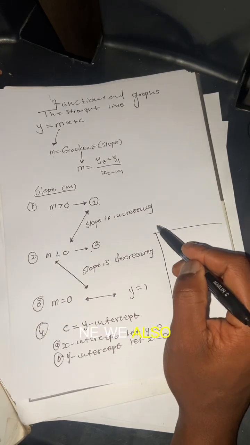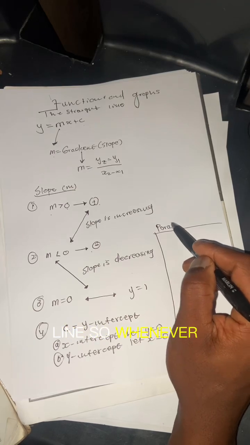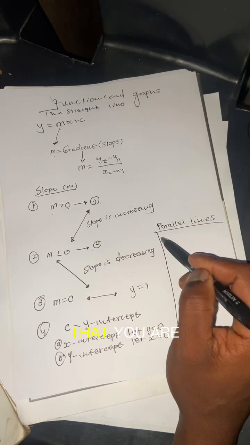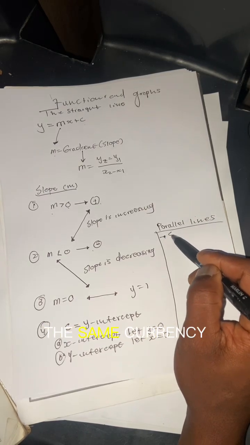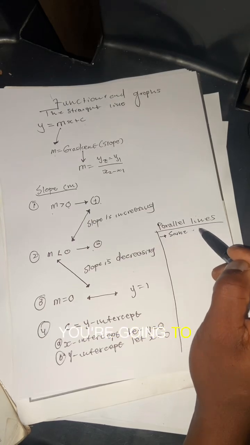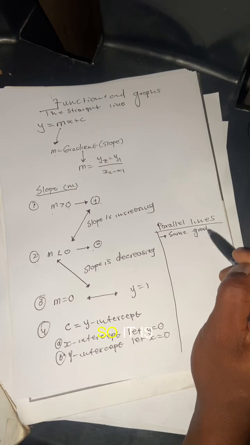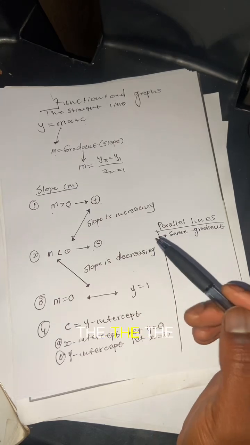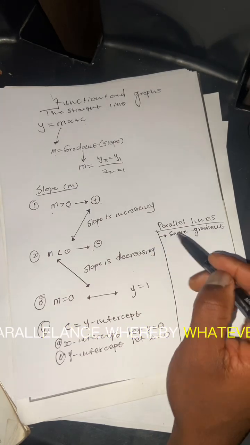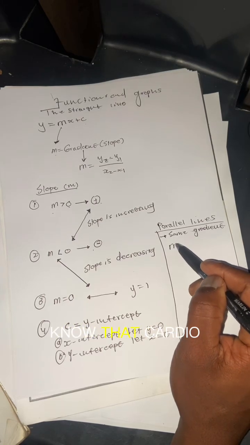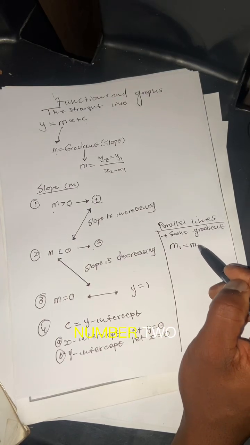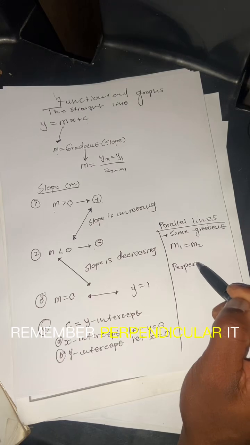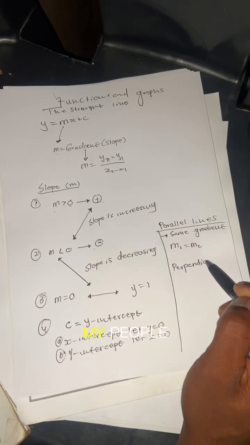I'm going to explain everything so that you can understand, guys. We also have parallel lines. Whenever you see parallel lines, you must know that you are going to have the same gradient. So whenever the question says the lines are parallel, you must know that gradient number 1 equals gradient number 2. We also have perpendicular lines. Remember, perpendicular means 90 degrees, my people.